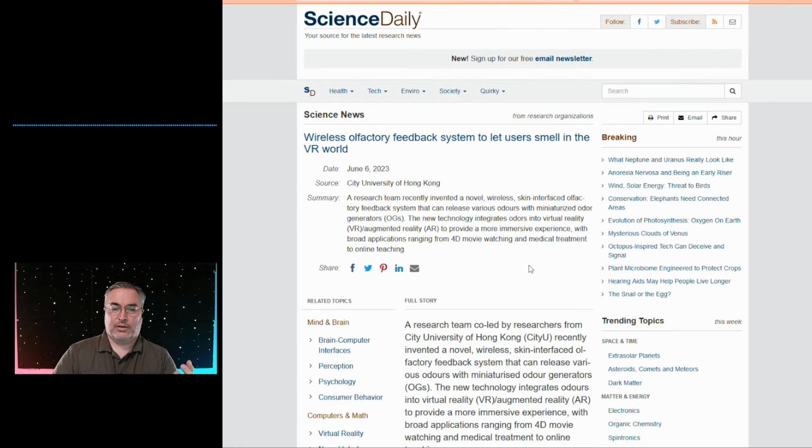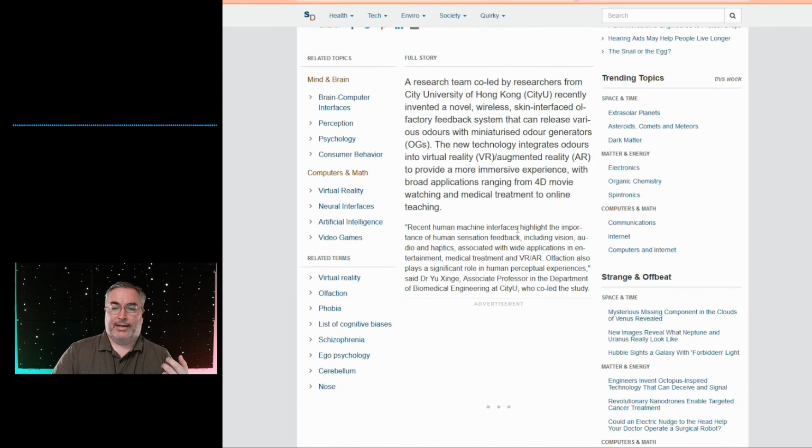Again, City University of Hong Kong research team recently invented a novel wireless skin interfaced olfactory feedback system, basically smell-o-vision for VR. The new technology integrates odors into virtual reality, augmented reality to provide a more immersive experience with broad applications ranging from 4D movie watching and medical treatment to online teaching.